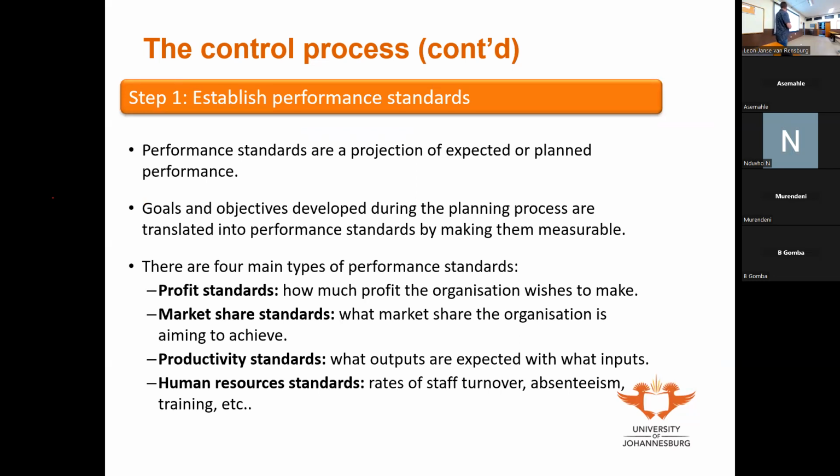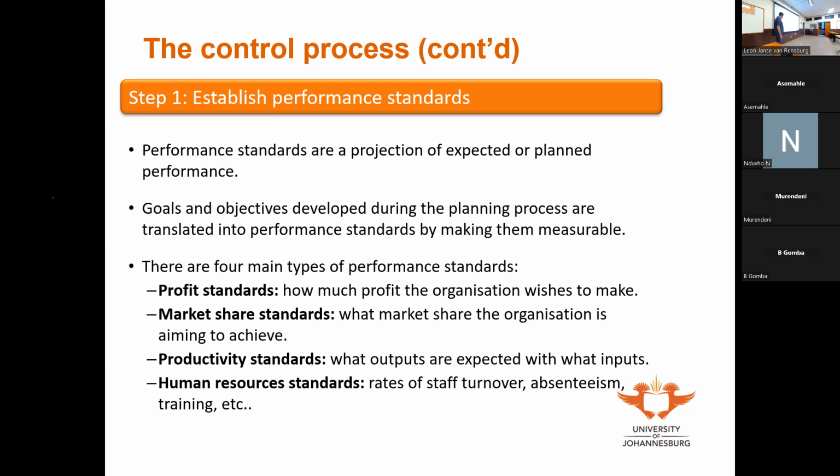So there's step 1 of that same picture. Establish the performance standards. How do we do that? Performance standards are a prediction of expected or planned performance. Goals and objectives are developed during the planning process. Remember, I explained that. So we want to measure that. And then there are 4 types of performance standards: profit standards, market share standards, productivity standards, and human resource standards.